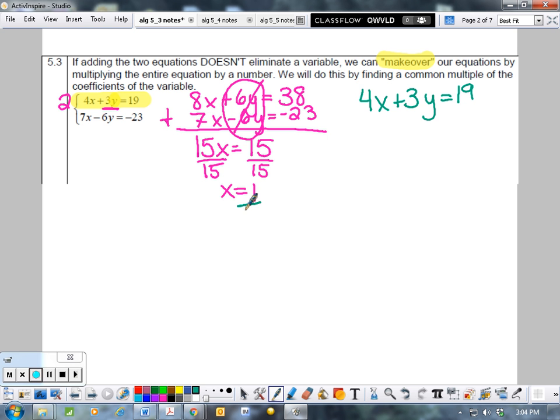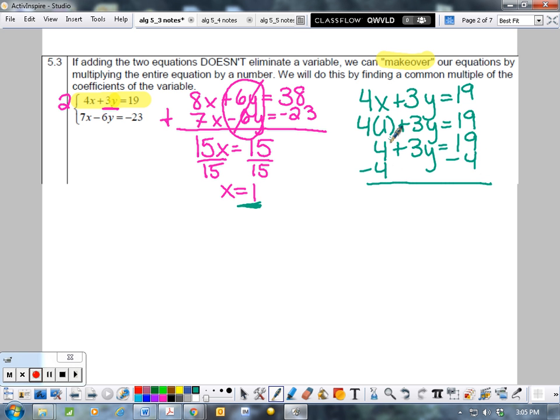And since I know x is 1, I'm going to put that 1 in the x spot. So this is really 4 times 1 plus 3y equals 19. 4 times 1 is really 4. And now I just have a two-step equation. So I'm trying to get the y by itself. I'm minus 4 on both sides. So now I have 3y equals 15. I divide by 3 on both sides. And y is equal to 5.